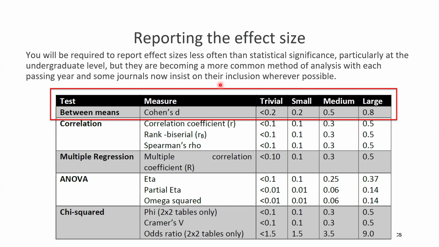For the paired samples t-test, we're going to use the same measure as in the independent samples t-test, which is Cohen's d, with the following values. If the effect size is less than 0.2, we have a trivial effect. A small effect will be between 0.2 and 0.5. A medium effect will be between 0.5 and 0.8. And 0.8 and above, we will have a large effect size.